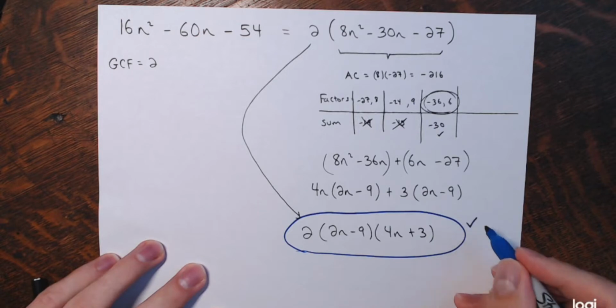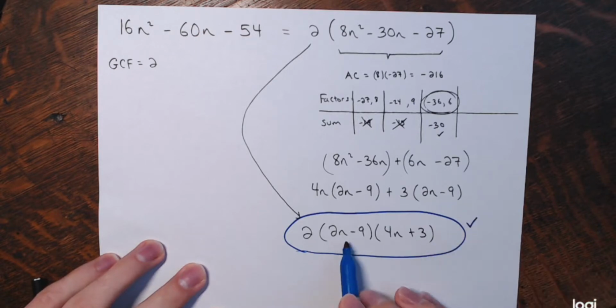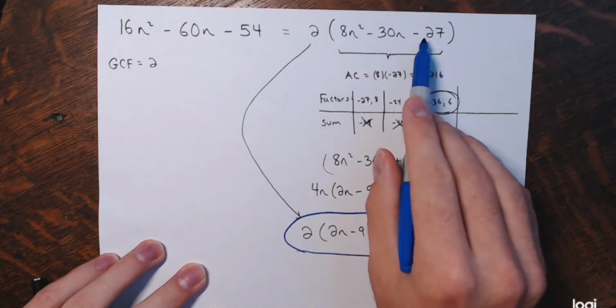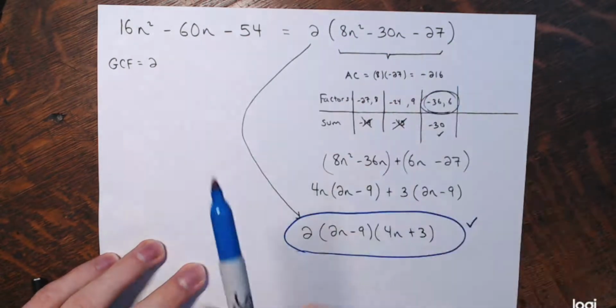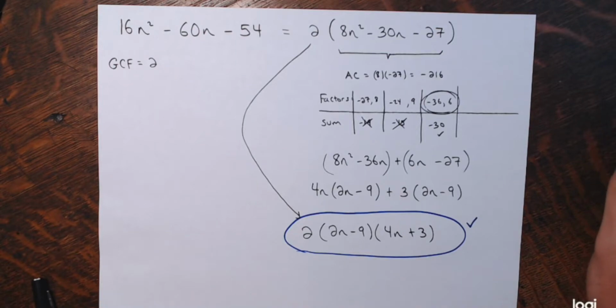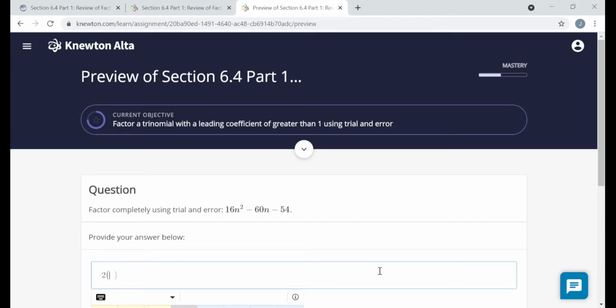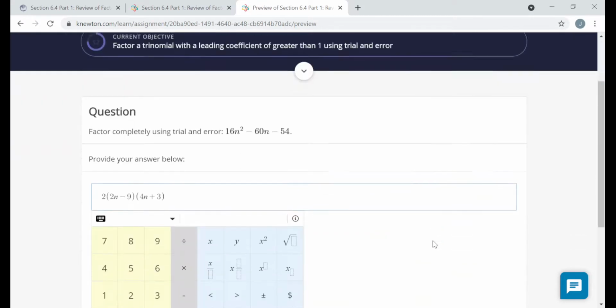And don't forget to check it. If I multiply these two, I'd get the 8n squared minus 30n minus 27, and then multiply by the 2, and you get the original expression back. It should work. They should be the same. So I'm entering the 2 times 2n minus 9 times 4n plus 3, and again, don't forget to use the correct letters. Don't always use x.